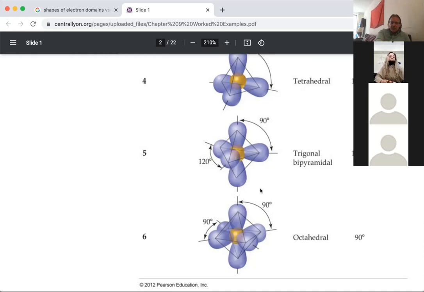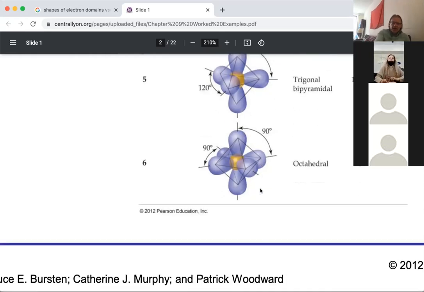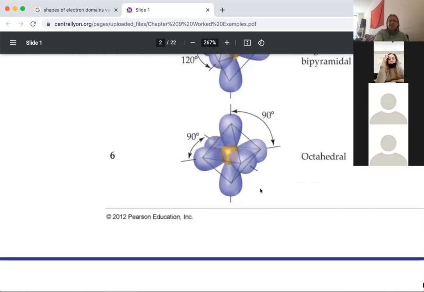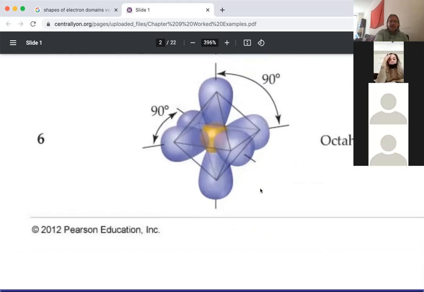And then the last one, that's your octahedral. And again, octahedral, because octa means 8. So it has 8 faces. So there's 1, 2, 3, 4 on the top, and then 1, 2, 3, 4 on the bottom. So that adds up to 8 faces. Remember, a die has 6 faces. This one has 8. So that's why it's called octahedral. It doesn't mean there's 8 electron domains. There's only 6 domains, but they form 8 faces geometrically. So it's just a connection to the terminology.